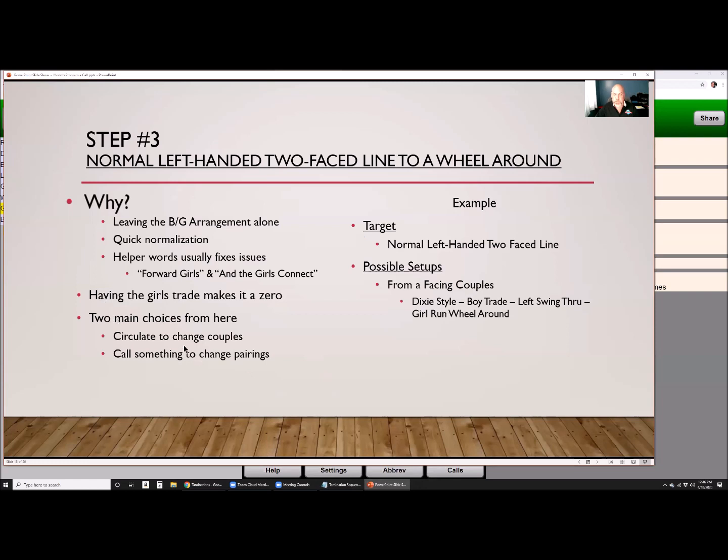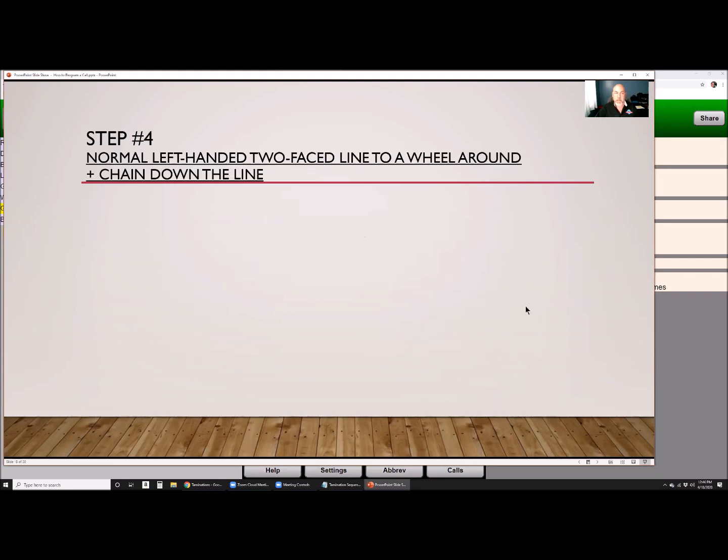Two main choices from here. As I said, I can circulate just to change up some pairings if anybody's having some problems. So we're on step 3. By the way, you can also do this from a heads lead to the left, veer to the right, and wheel around, and it does a very similar situation. I'll get into that a little bit later, but that's another way to set this up. There's many ways to set it up. You just have to explore them on your own.